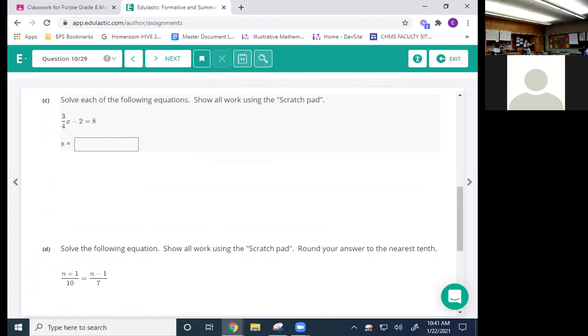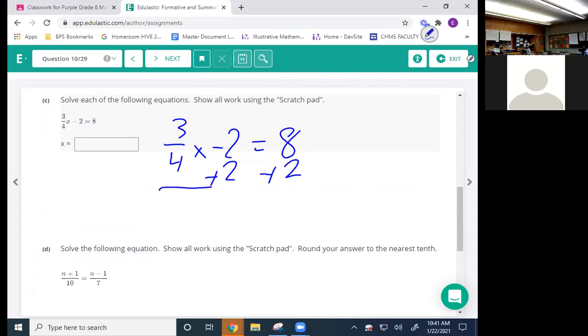Do first, Ian. Get that by itself by adding 2 to both sides. Add 2 to each side. 10 is equal to 3/4 x.